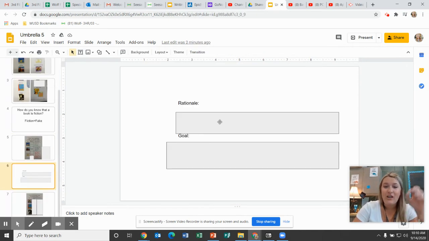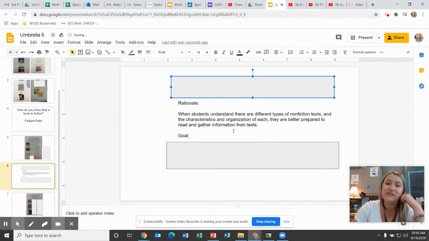Today, we're going to go over nonfiction, which is not fake. Our rationale, or why we're doing this, is when students understand there are different types of nonfiction texts and the characteristics and organization of each, they are better prepared to read and gather information from texts. AKA, it's easier to understand these books when you know a little bit about these books.